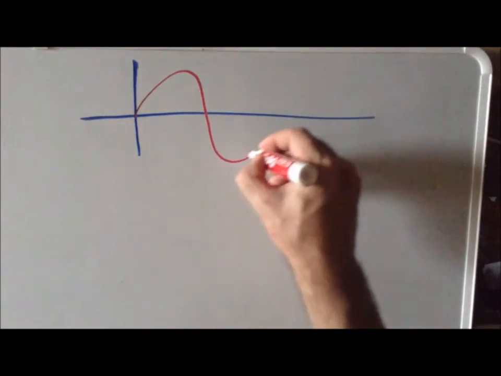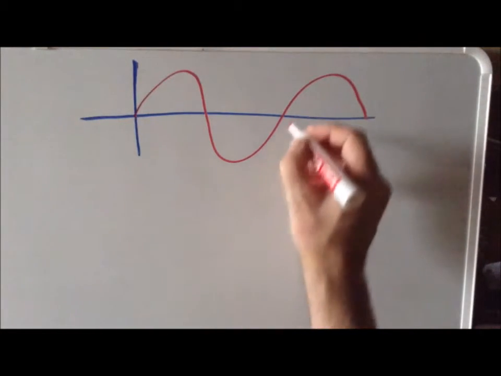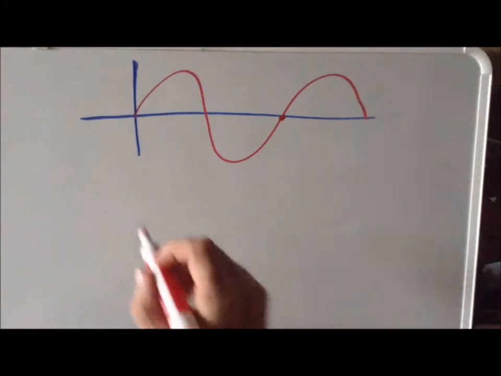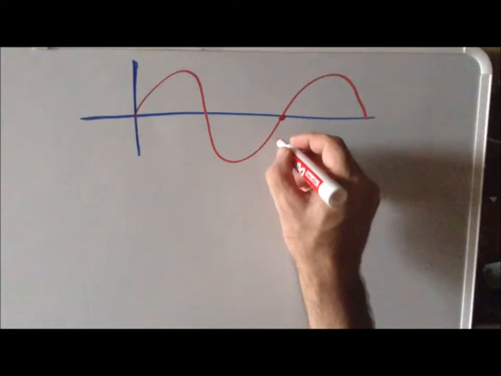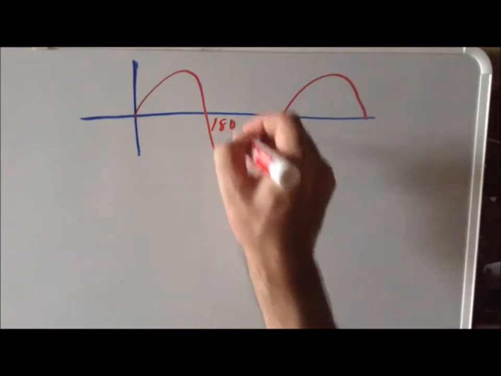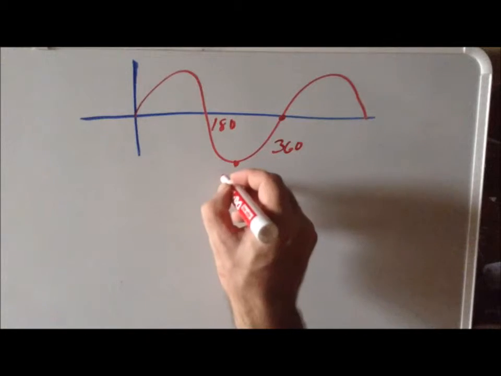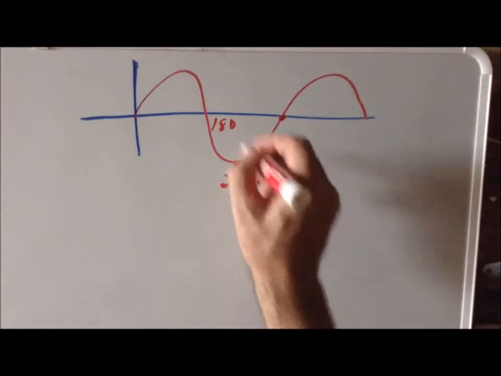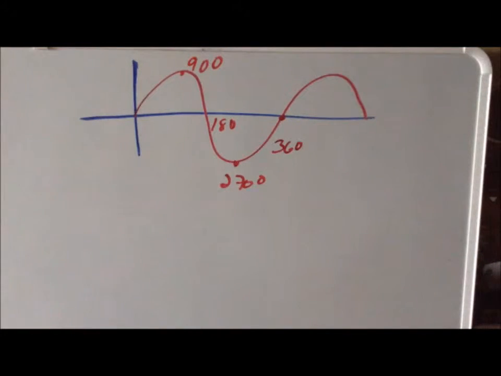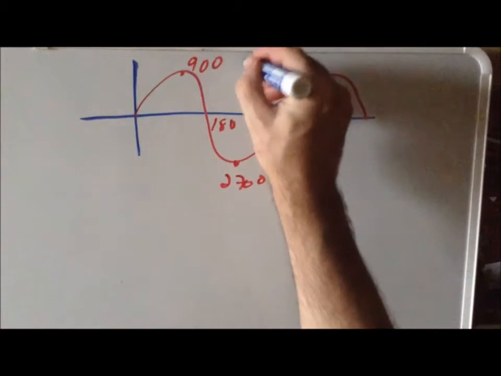And we know that both the sine and cosine, in fact all trigonometric functions, repeat every 360 degrees. So this is 360 degrees. Here we have 180 degrees. This point down here is 270 degrees, and up here is 90 degrees. So this gives us the general shape of sine of x. So this is the sine function.